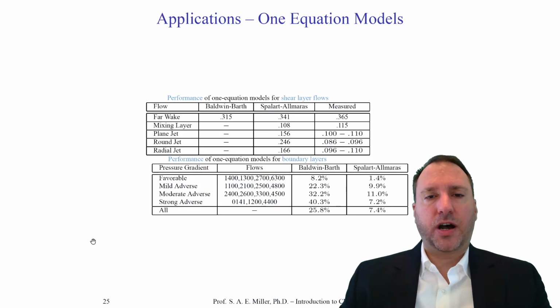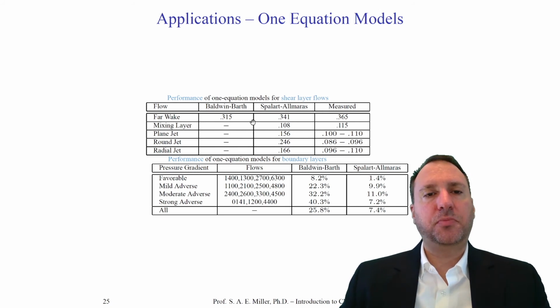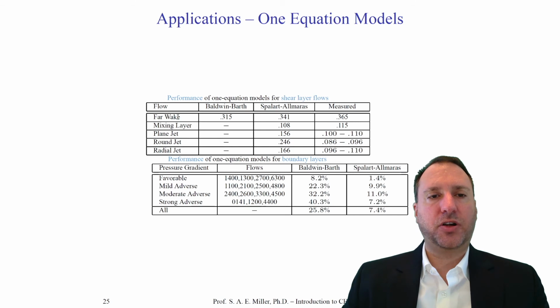Let's now move on and look at how these results might appear for different types of flows for different kinds of models. Let's look at two models first, which we examined: the Baldwin-Barth model and the Spalart-Allmaras model, which we just looked at in this class. The first column is the flow. There's a wake flow, a mixing layer, a plane jet, a round jet, and a radial jet.